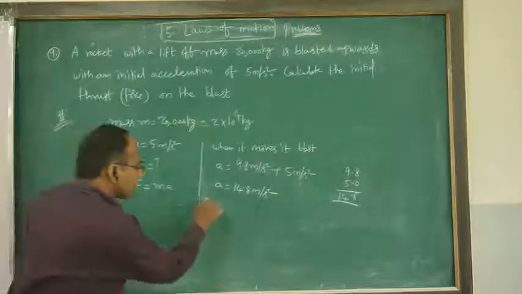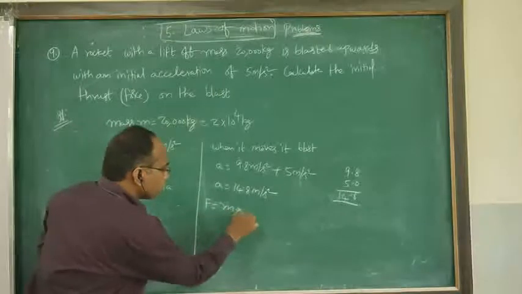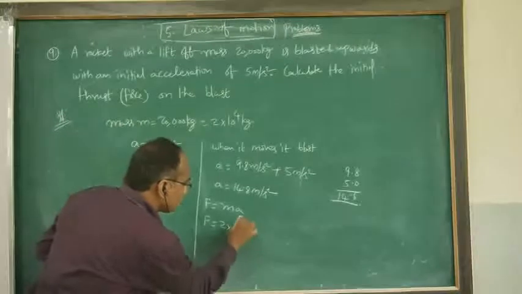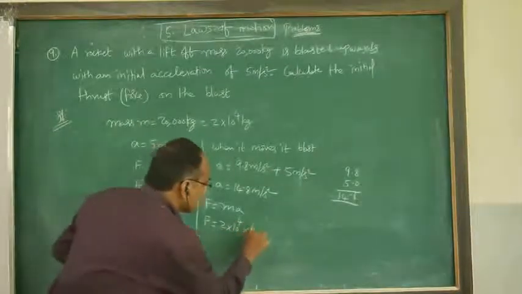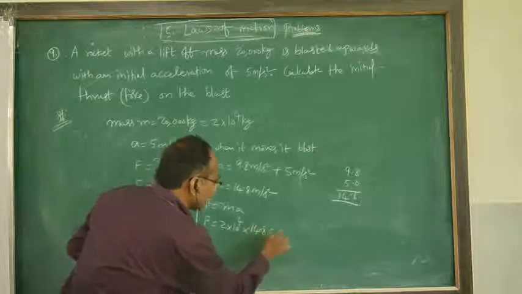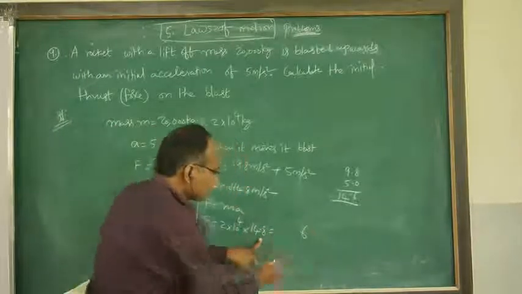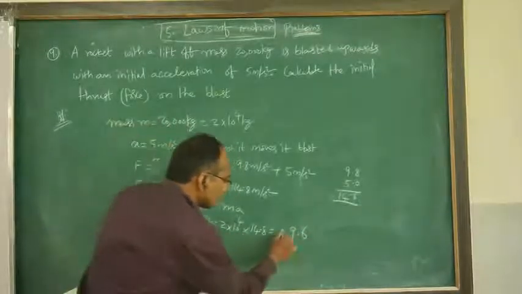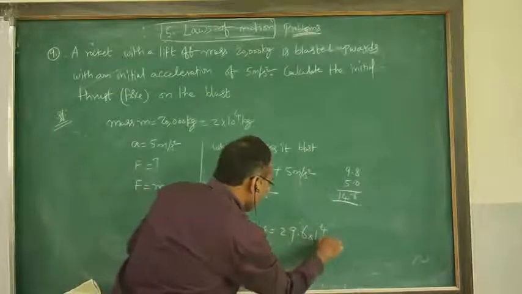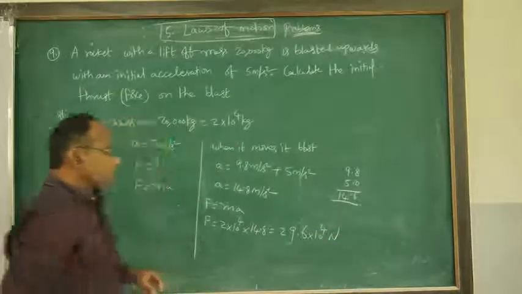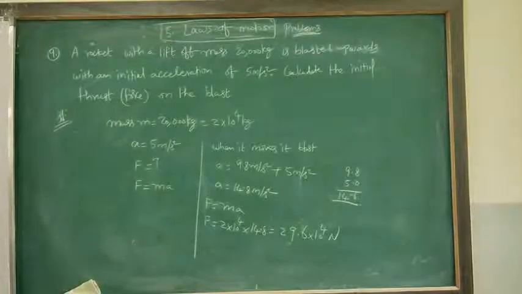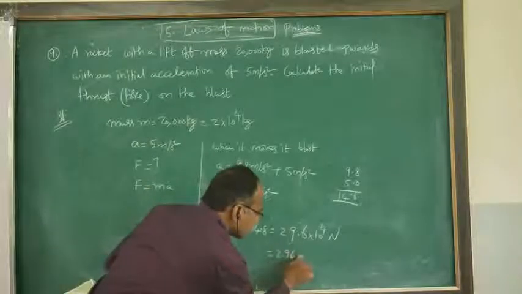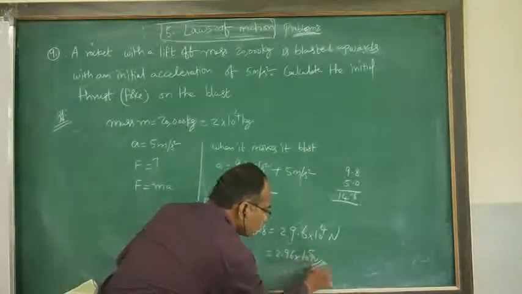So here what should I write? F is equal to m into a. F is equal to mass, 2 into 10 to the power of 4, into 14.8. What is the value? 2 8s are 16, 2 4s are 8, 9, 2 1s are 2, into 10 to the power of 4 Newton. 29.6 into 10 to the power of 4 Newton. So this can be written as 2.96 into 10 to the power of 5 Newton.